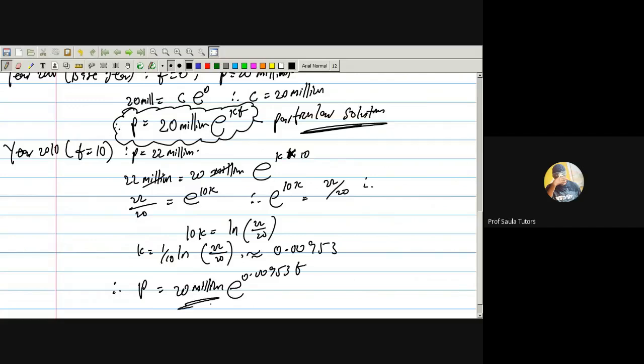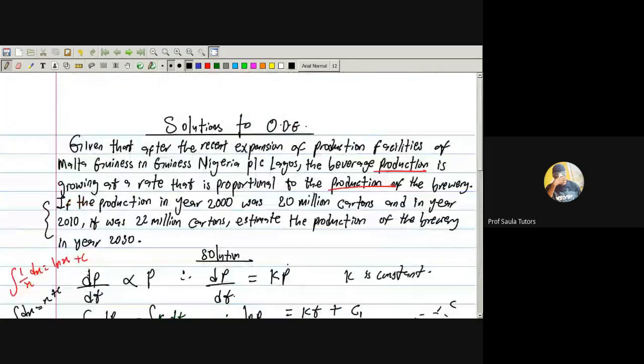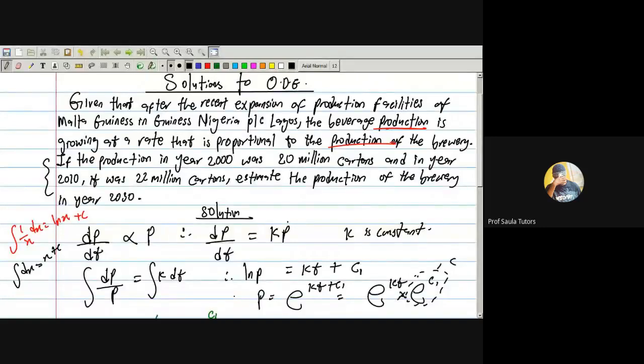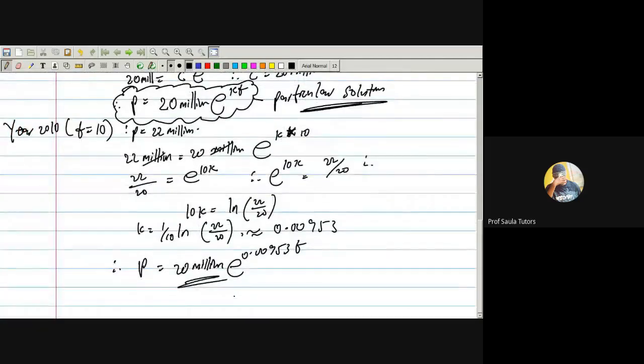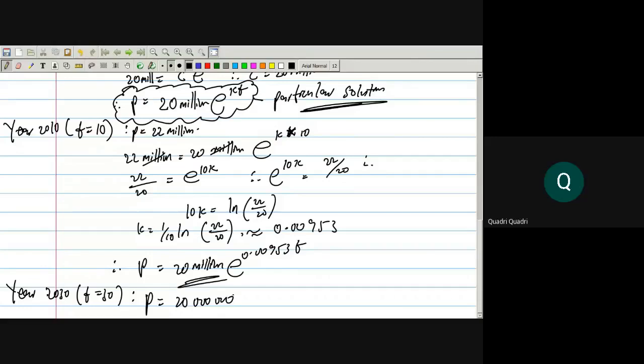So they now ask us one final question: estimate the production of the brewery in year 2030. Year 2030 is how many years interval from the base year? 30 years, exactly. So our T equal 30. They asked to find P. Therefore, P equal 20 million, which is 6 zeros, exponential 0.00953 times 30.